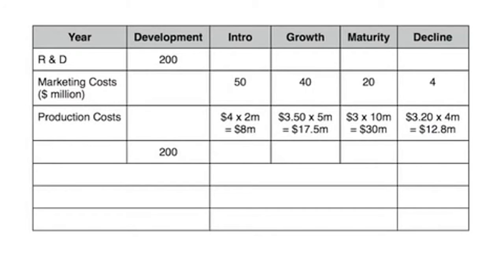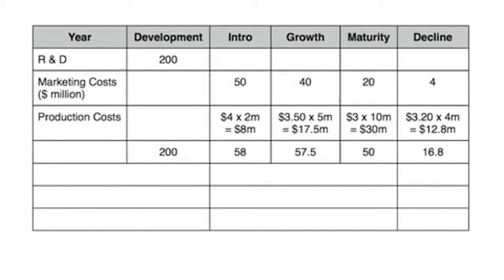So for the development phase, we have 200. For the introduction phase, we have 50 plus 8 is 58 million. For growth, we have 40 plus 17.5, 57.5. Maturity, 20 plus 30 is 50. And decline, 4 plus 12.8 gives 16.8. So those are all our costs in each phase.